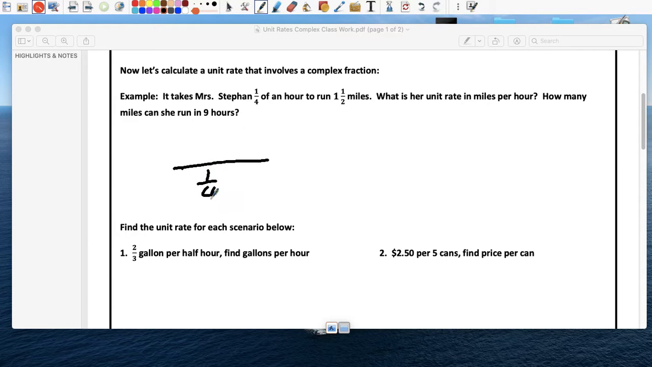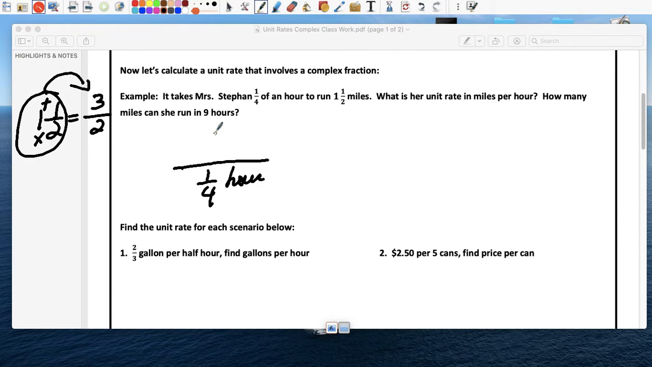So 1/4 of an hour. Arriba is 1.5 miles, pero en vez de 1.5, voy a transformar eso en, multiplicamos, remember. 2 times 1 is 2, 2 plus 1 is 3. That becomes 3 over 2. So voy a convertir esto en esto. So we got that. So that's the rate.